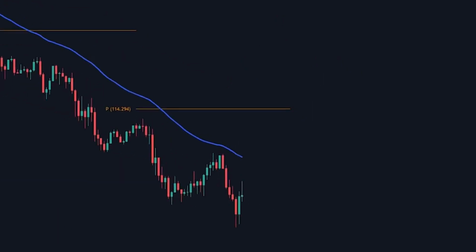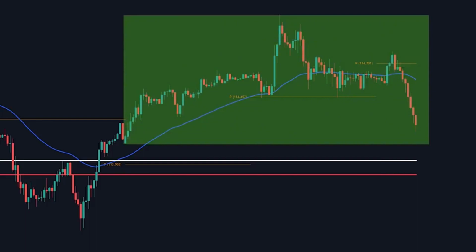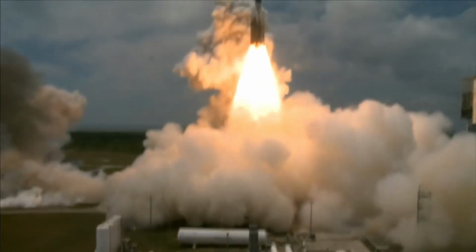Next, I'm going to show you some price action strategies you can use to pair with these RSI strategies. If you do both what I'm about to teach you in this video and combine it with these RSI strategies, your trading profits will skyrocket.